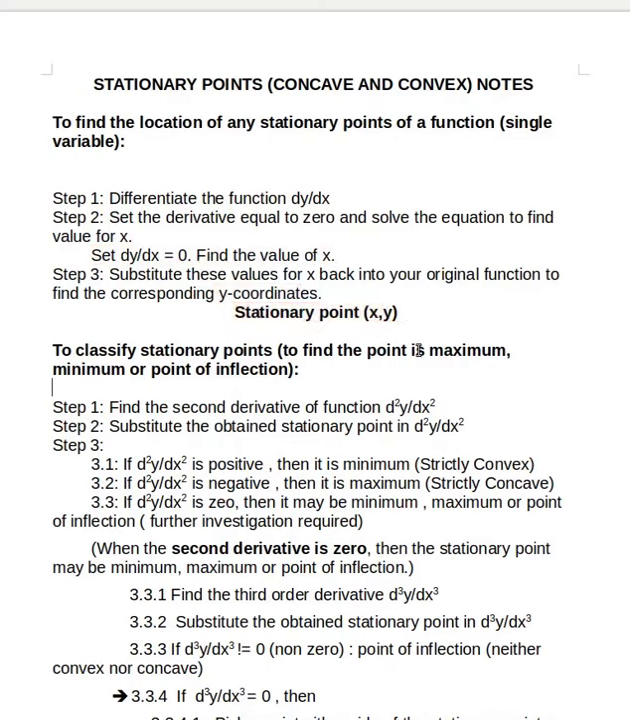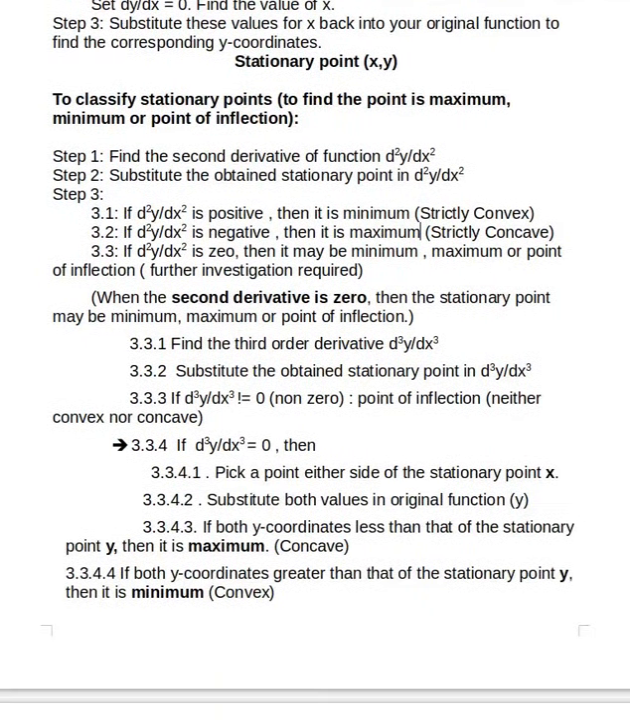Next we have to classify the stationary point to find whether this point is maximum, minimum or point of inflection, or convex, concave, or neither concave nor convex. For that, we find the second order derivative and substitute the stationary value into it. If it is positive, greater than 0, then we can say it is minimum or strictly convex. If it is negative, less than 0, we can say it is maximum or strictly concave.